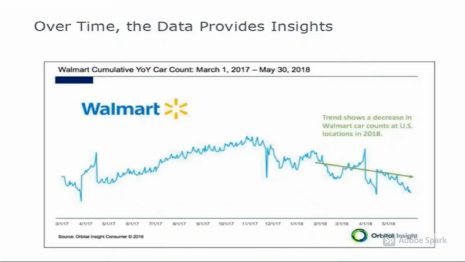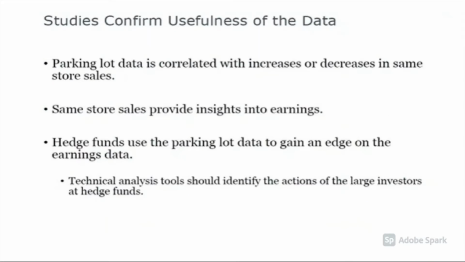What we see is there is a big drop-off after the holiday season. There is a big increase in spring as Walmart just brings shoppers into the store through different strategies. Looking at the parking lot data, it's highly correlated with increases or decreases in same-store sales, and that makes sense. If shoppers are driving to the store more, we would expect to see sales at that store increase.